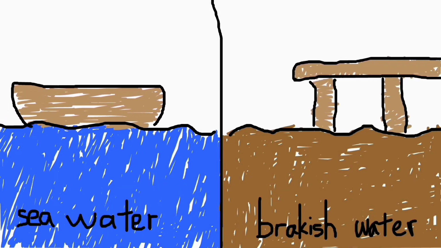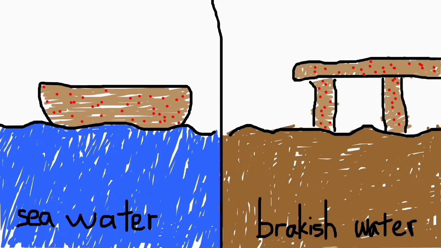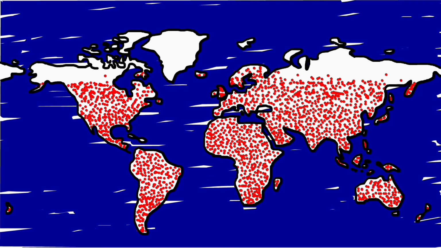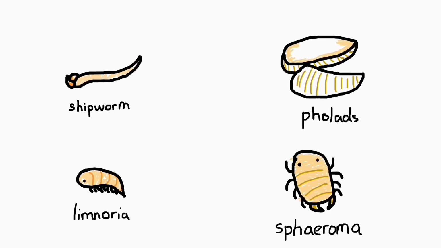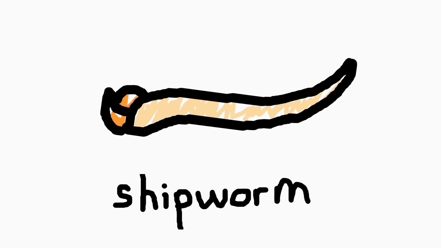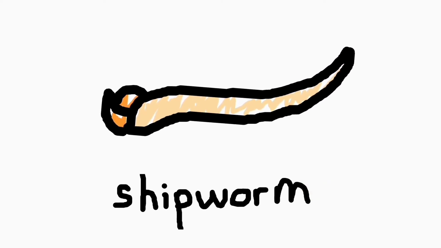On the other hand, the damage done by marine boring organisms to wood structures in salt or brackish waters is practically a worldwide problem. The organisms are called marine borers, and they can be differentiated into four groups, which are shipworms, pholads, limnoria and sphaeroma. Shipworms are the most destructive of the marine borers, and they are worm-like in form.